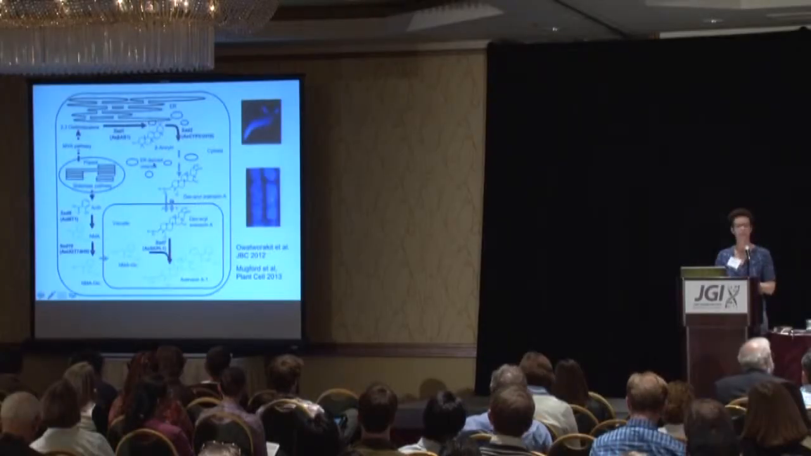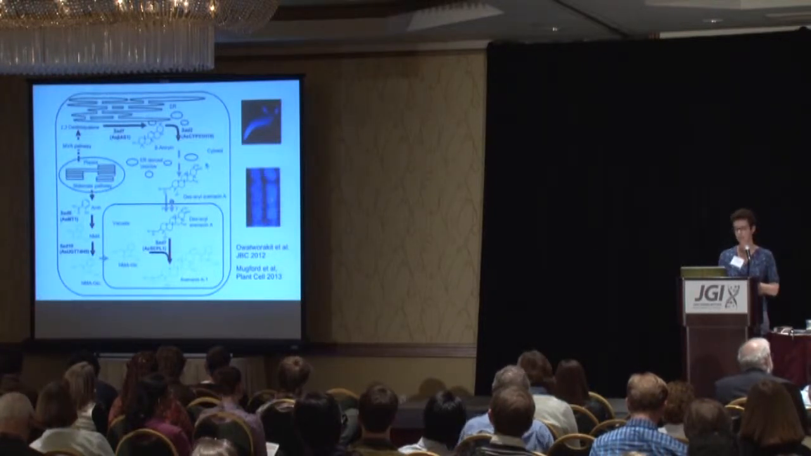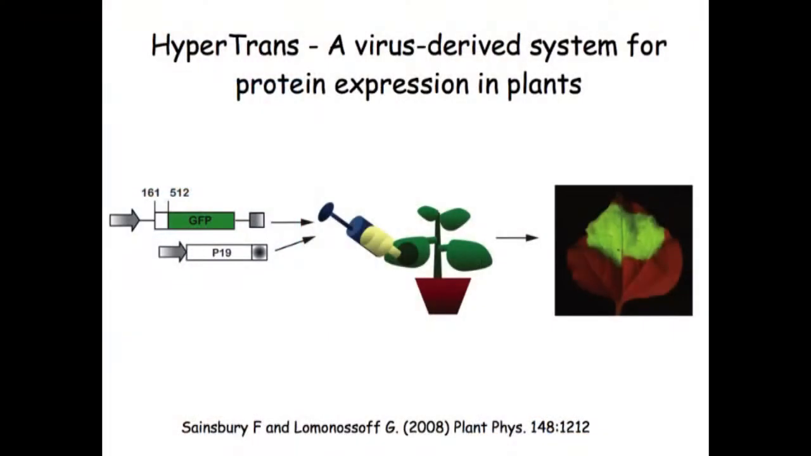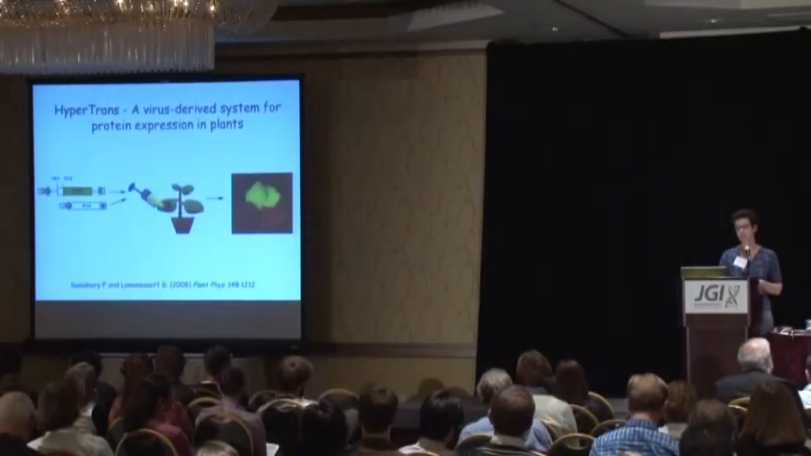But we know a lot about not only the enzymes, but where the enzymes are in the cell. We know that the finished product goes into the vacuole, and we know a little bit about what happens in the vacuole. One of the things that's really helped us in terms of understanding triterpene synthesis is a very neat system that was developed by George Lomonosov at John Innes. And he accidentally discovered this based on his work with Calif mosaic virus.